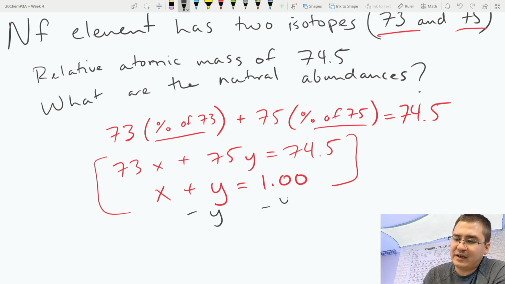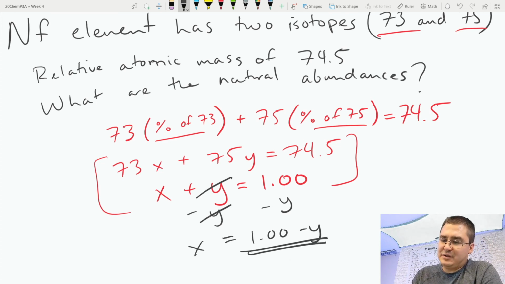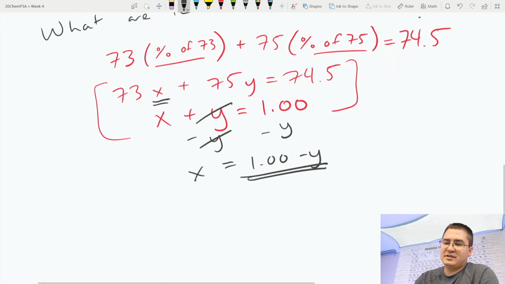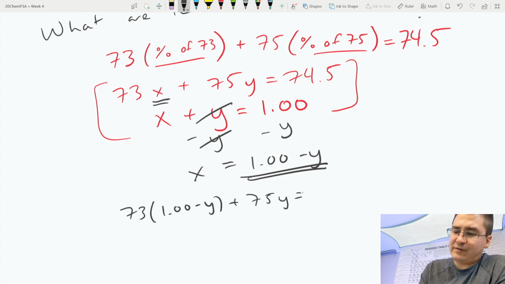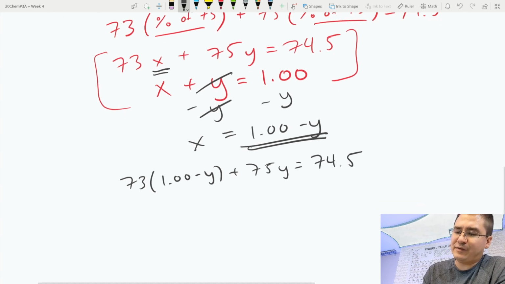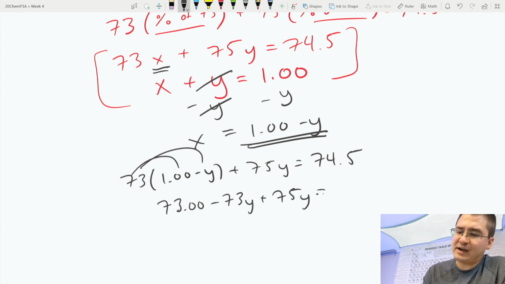You want to solve it like this. So I say x equals 1.0 minus y, and I can substitute that in right here. So substituting 1 minus y in, I get 73 times (1 minus y) plus 75y equals 74.5. I distribute: 73 minus 73y plus 75y equals 74.5, right?